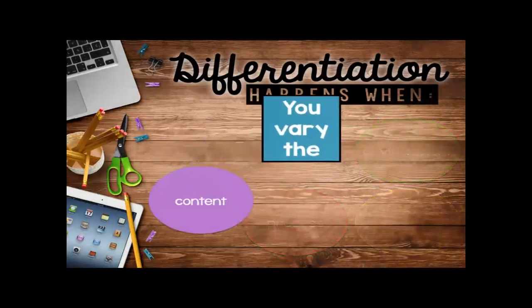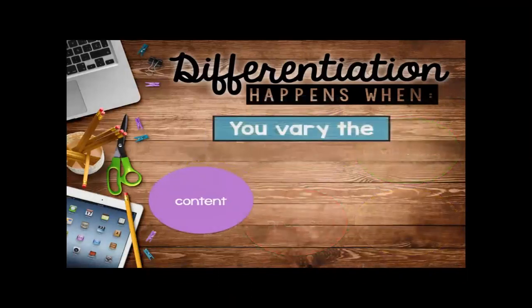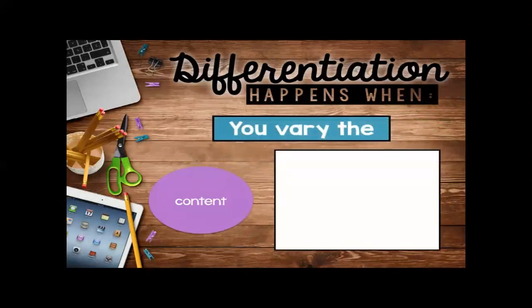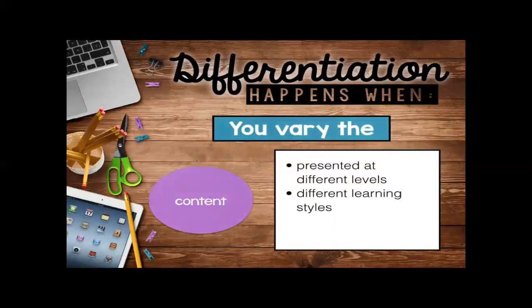When you vary the content of your instruction, first you need to present the instruction at different levels, presenting students with different learning styles, and all students can benefit from presenting information in a variety of ways. Although a student may not be one type of learner, presenting information in a variety of ways ensures that more students have the opportunity to comprehend what you are teaching them.